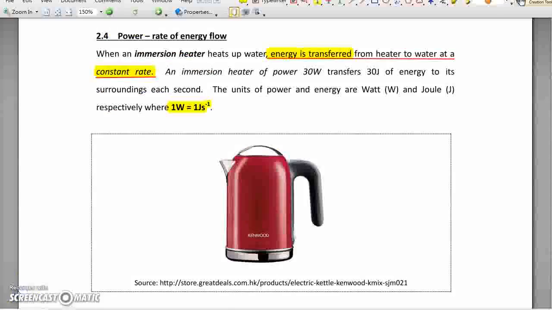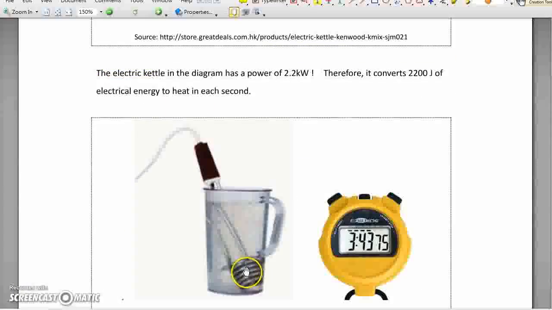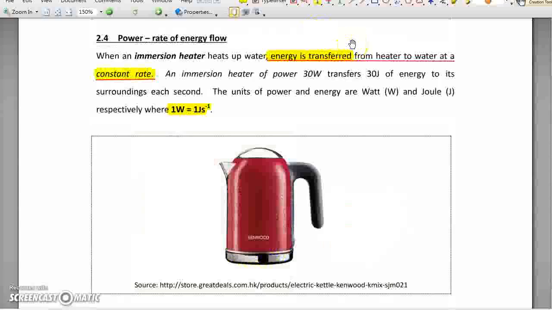This is the last part of the video. 2.4 Power. Rate of energy transfer. We may use an immersion heater to transfer heat from the heater to the water, and usually the energy is transferred at a constant rate, which means a constant amount of energy is transferred from the heater to the water. For example, a 30 watts heater transfers 30 joules of energy to its surrounding in each second. W stands for watt, which is the unit for power.